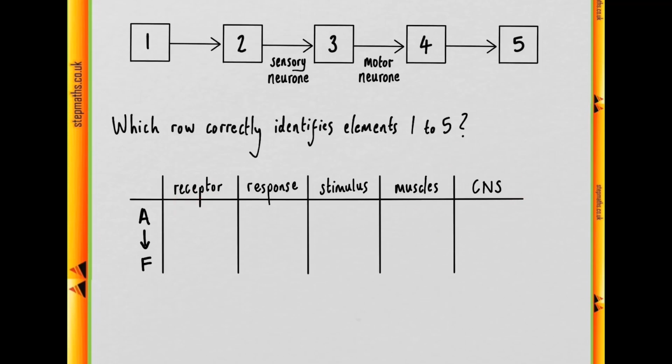So we have a receptor, response, stimulus, muscles, and the CNS. We should note at this point that two of these are events, a stimulus and a response, which for most people should be recognizable as the start point and the end point of a reflex arc, the reflex arc being the processes which enable an immediate or next to immediate response to a particular stimulus.